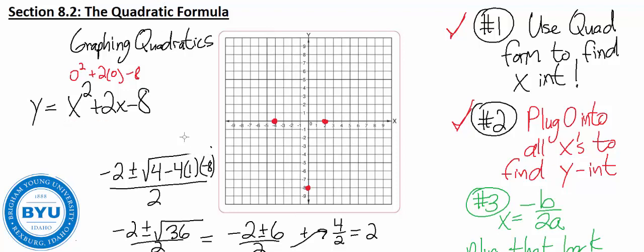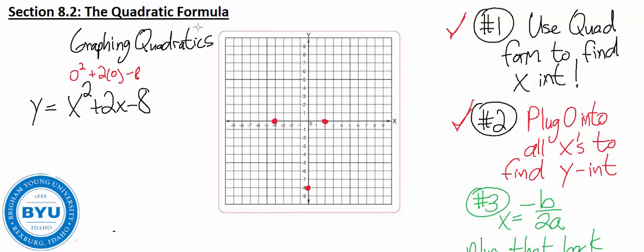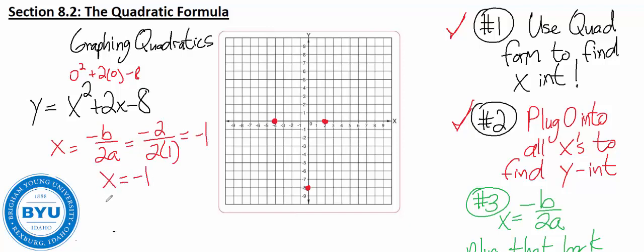Okay, now the last part is finding the vertex. The magic number to find the vertex is negative b over 2a. So let's see. And that would be the x part of the vertex is negative b over 2a. So that's negative 2 over, because b is 2, all over 2 times a. A is just 1 on this problem. So negative 2 divided by 2 times 1, well, that's just negative 1. So I know that the x part of the vertex is negative 1.